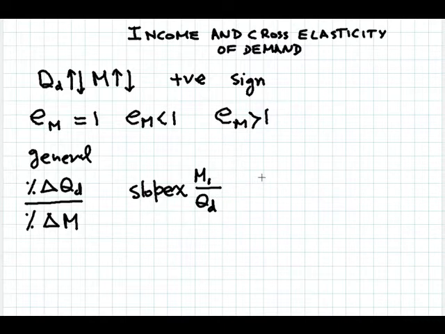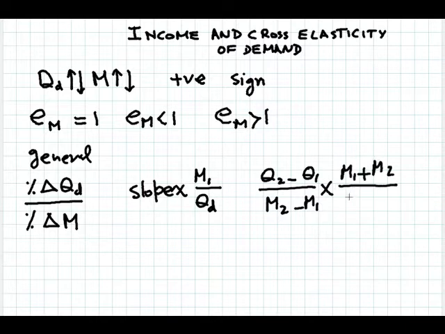The arc income elasticity of demand is Q2 minus Q1 over M2 minus M1, multiplied by M1 plus M2 over Q1 plus Q2.